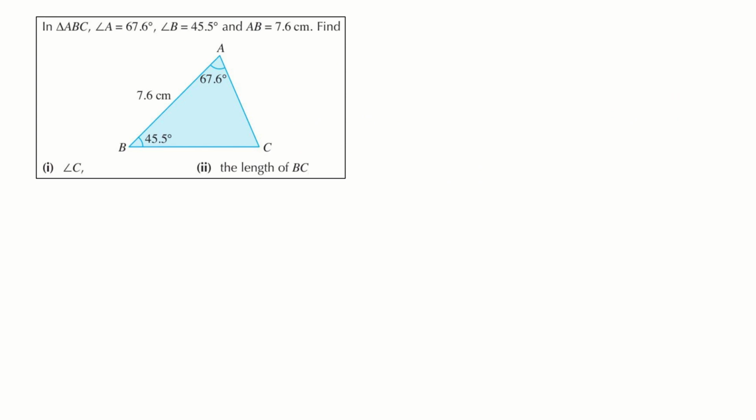In this question, we have triangle ABC where angle A is 67.6 degrees, angle B is 45.5 degrees, and AB is 7.6 cm. We just have to check that all this information is labeled on the diagram. Then we have to find angle C, this angle over here. Nothing special about this. This is just our usual way of finding an angle when we're given the other two angles of a triangle. So just use the angle sum of a triangle property. In this case, angle C is 66.9 degrees.